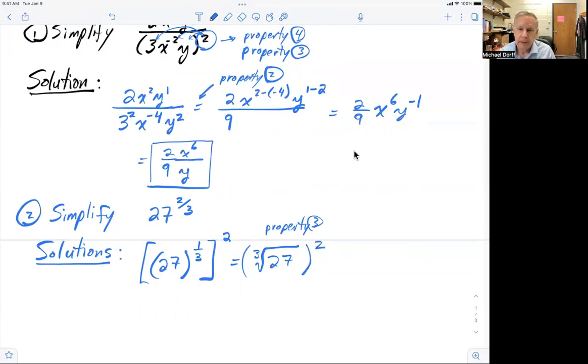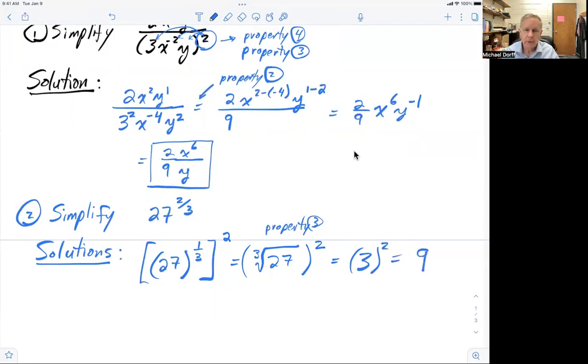And what does a cube root mean? Well, a square root, so the square root of 16 would mean what number times itself equals 16. The cube root means what number times itself 3 times equals 27. So what number times itself 3 times equals 27? That would be 3. And then I have a square, and then 3 squared is 9.